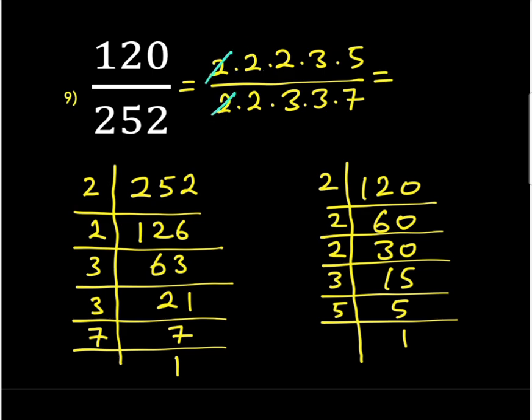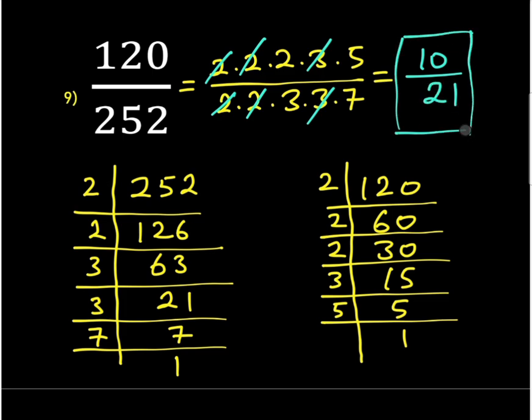2 is cancelled with 2. 3 is cancelled with 3. And also we have another 2. 2 is cancelled with 2. We are left with 2 times 5 is 10. In the denominator we have 3 times 7 is 21. The answer is 10 over 21.